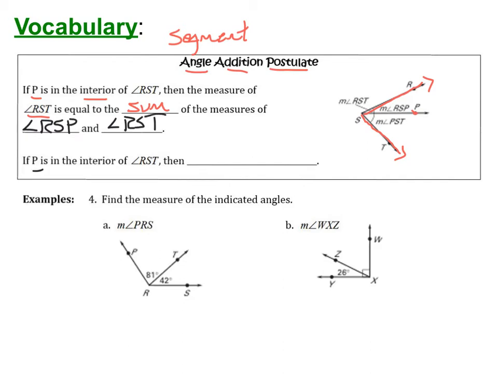So if P is in the interior of angle RST, then the measure of angle RST is going to be equal to the measure of angle RSP plus the measure of angle PST. So essentially, if I want the measure of the large angle, I'm just going to add up the two smaller angles.